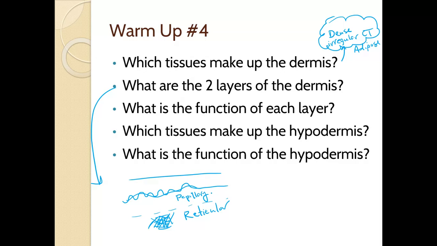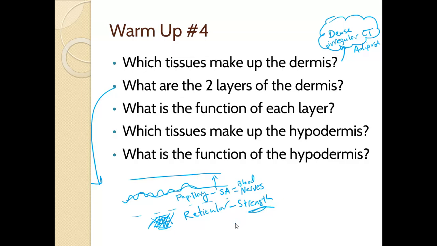Good. Next one, function of each layer. All right, so the papillary layer is going to increase our surface area. This is going to provide us with our blood flow up into the epidermis, and this is going to provide us with our nerves for the epidermis. The reticular is going to provide our strength. That's what we're getting out of that.